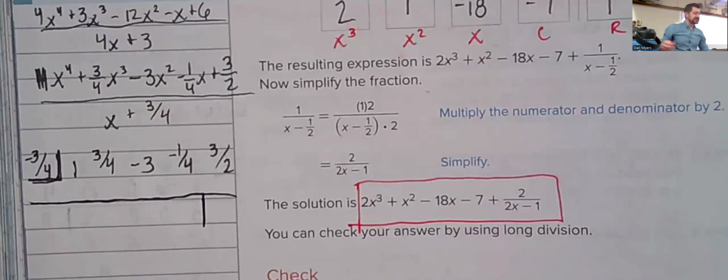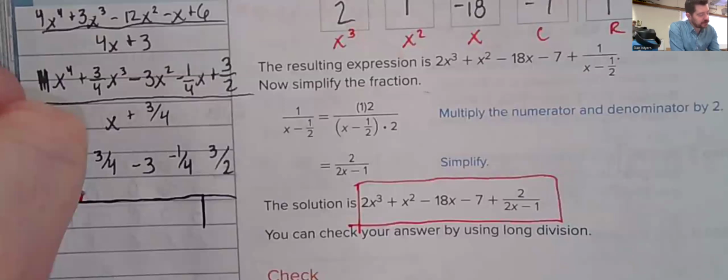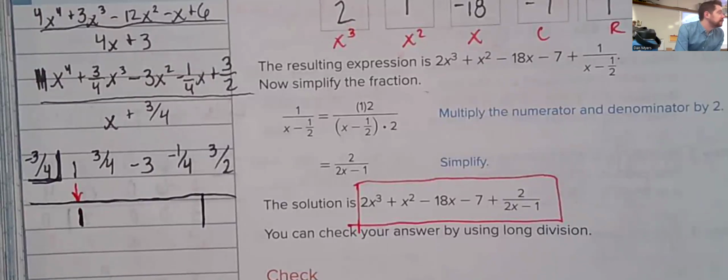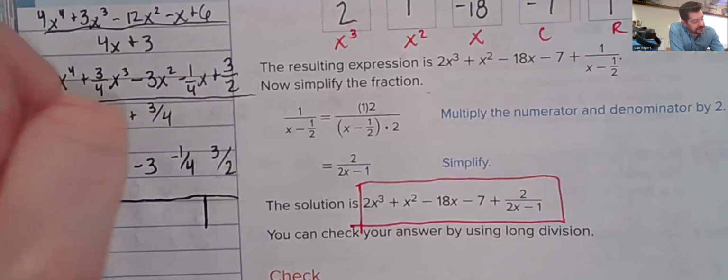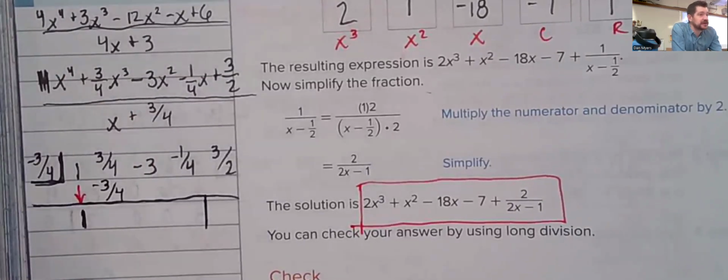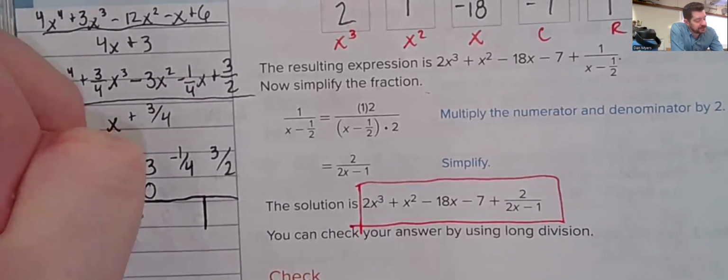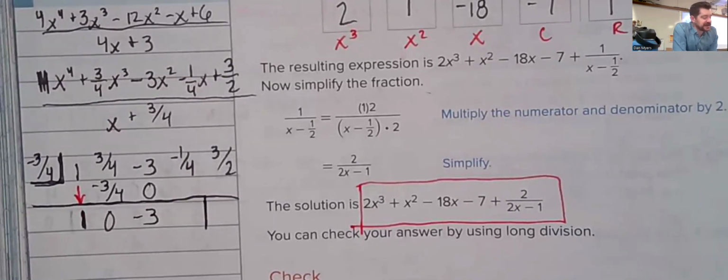All right, procedure time. What do we do first? Bring down the coefficient of 1. Okay, then what? Multiply. What's 1 times negative 3/4? Negative 3/4. What's 3/4 plus negative 3/4? 0. What's 0 times anything? 0. What is negative 3 plus 0? Negative 3. What's negative 3 times negative 3/4? Whole number times numerator. 9/4.